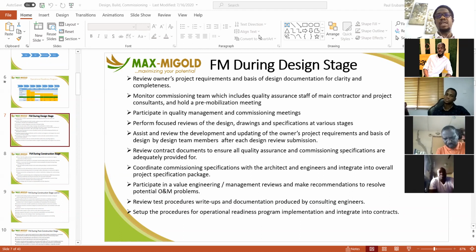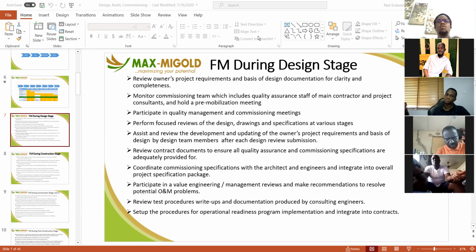Reviews of design drawings and specifications at various stages. The FM must be the final reviewer. Let all those experts, all the consultants do all the review of all the drawings. No problem, that is fine. But until the FM has done his own review, that design should not be finalized.